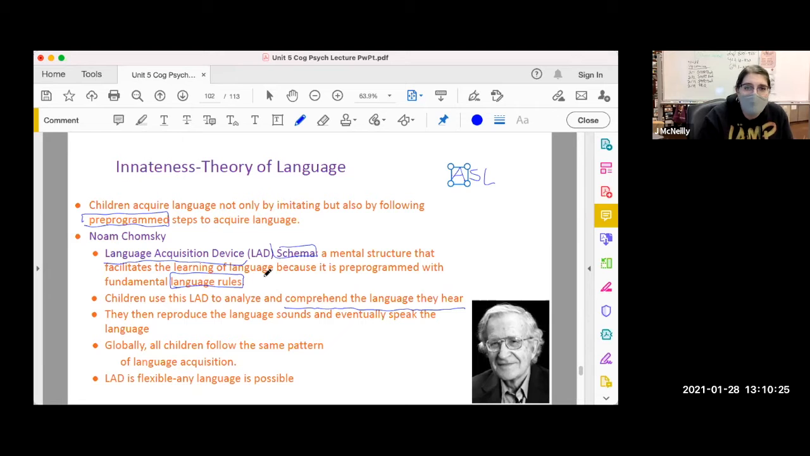And how do we use this in order to speak? Well, it's not just a random language that we end up speaking. It's not like, okay, I'm born and my language device says I'm going to speak Chinese, right? It's nature plus nurture. It is the predisposition to learn a language, but also the language in our environment.